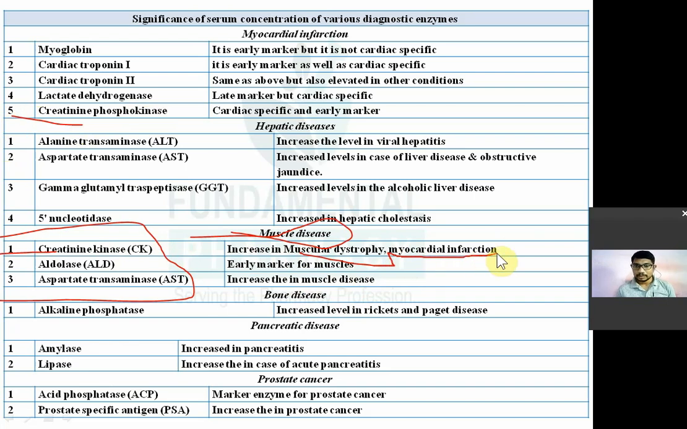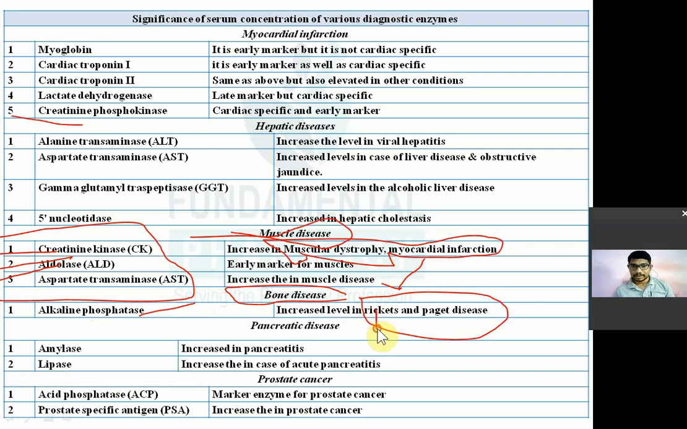Remember muscular dystrophy, myocardial infarction, ये दो disease याद रखो. So increased level of this creatinine kinase is there in the body when you are suffering from muscular dystrophy or when you are suffering from myocardial infarction. Okay, then aldolase is the early marker for muscle degradation. Then aspartate transaminase is also increased in case of muscle disease. Now bone disease में कौन increase होता है, alkaline phosphatase is increased in case of Paget disease and rickets. Both are diseases of bones.